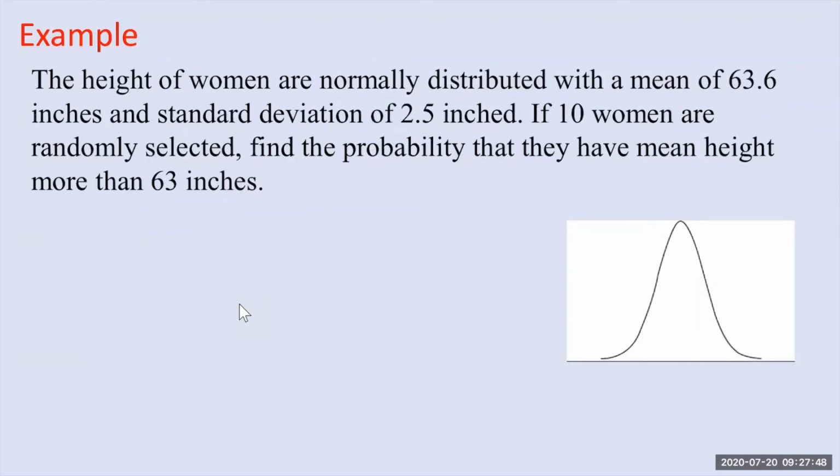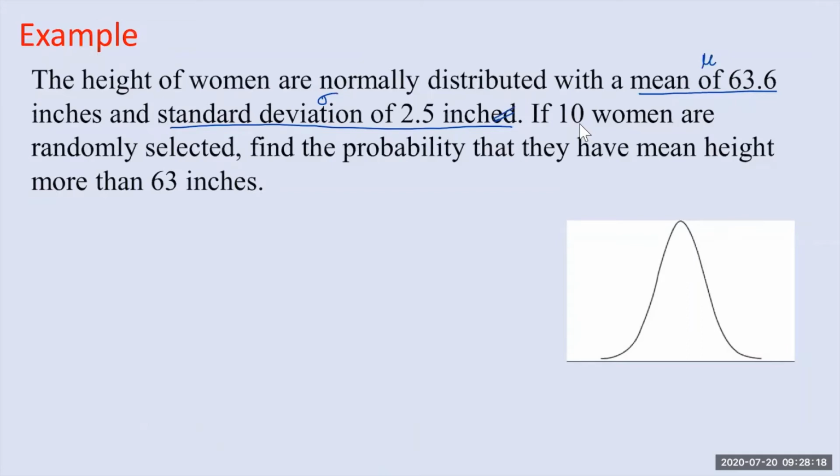We are going to read the problem first, understand it, and then solve it. Let's find out. The height of women are normally distributed with the mean of 63.6, that is your mean mu, and standard deviation of 2.5 inches.